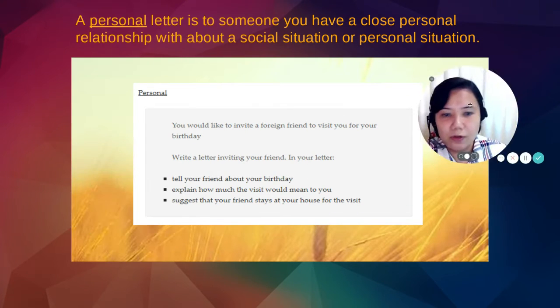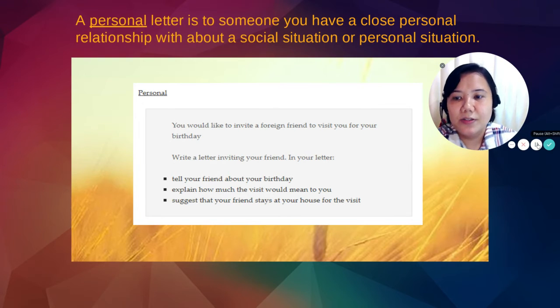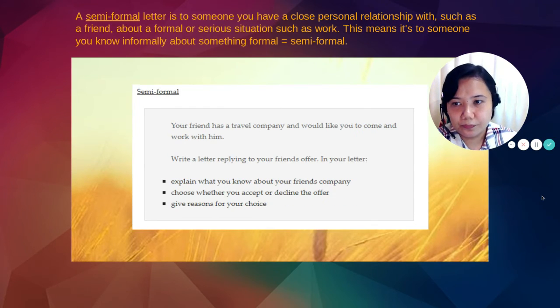And I'm also going to give you an example. Our first one is the personal letter. This is to someone you have a close personal relationship with, about a social situation or a personal situation. A semi-formal letter is to someone you have a close personal relationship with, such as a friend, about a formal or serious situation such as work. So this means it's to someone you know informally about something formal. So this is semi-formal.